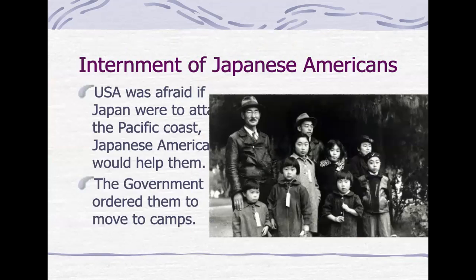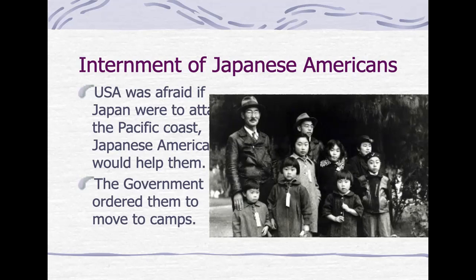However, the U.S. is going to do this again in the 1940s after the Pearl Harbor bombing with Japanese Americans. So as we can see here, it says USA was afraid that if Japan were to attack the Pacific coast, the Japanese Americans would aid them. So the government ordered them to move to camps.